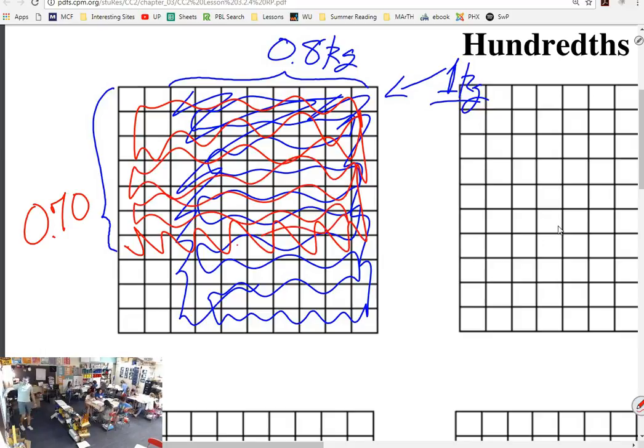So we then shade 70 out of the 100. And the question becomes, how many are double shaded? Class, how many are double shaded? 56.